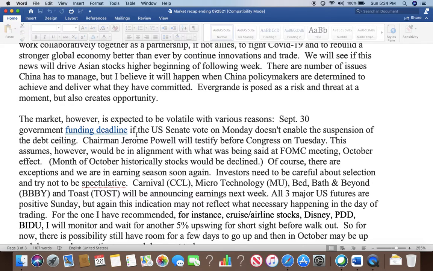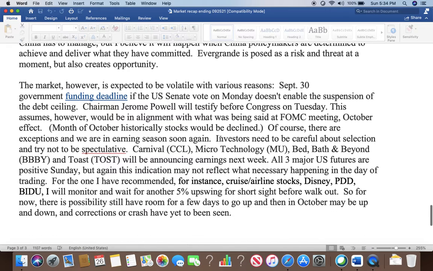I think the policies are still at the testing point, to see if they will actually help the poor people. Again, the richer people get too rich, and you're trying to balance between the rich and the poor, and obviously the middle class always suffers from that. Evergrande poses a risk and a threat at the moment, but also creates opportunities.